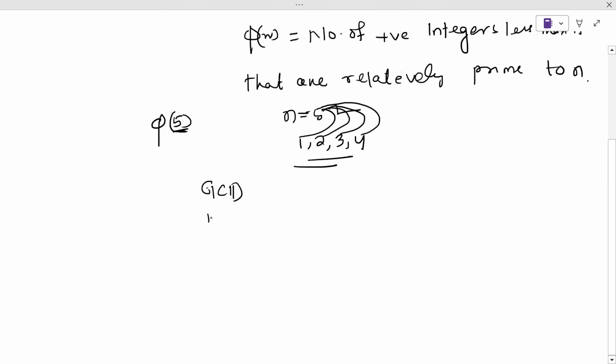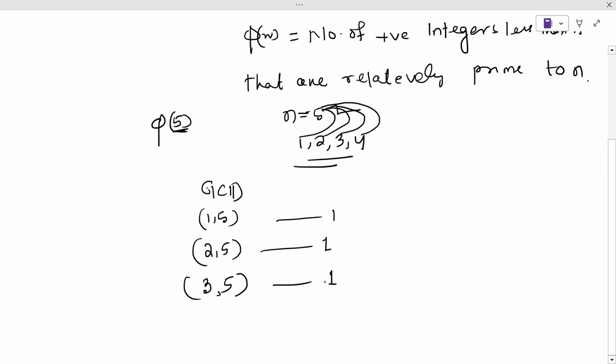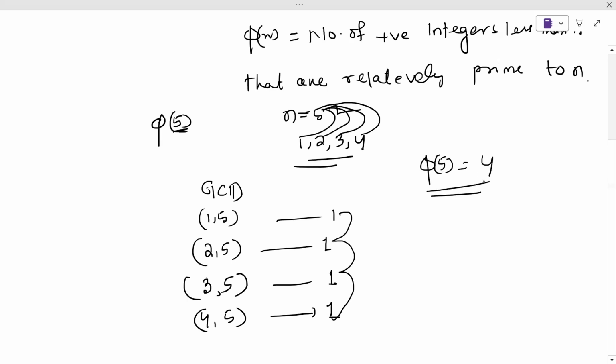GCD of 1 and 5 is 1. GCD of 2 and 5 is also 1. 3 and 5 is also 1. And 4 and 5 is also 1. You can see all the GCD values are 1, relative to 5. Hence there are 4 numbers: 1, 2, 3, and 4. So phi 5 is equal to 4.